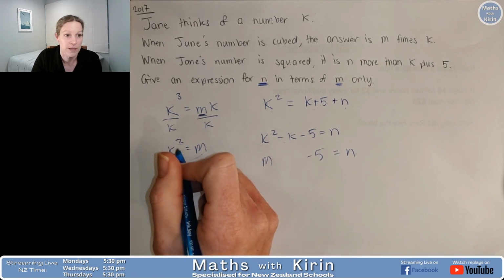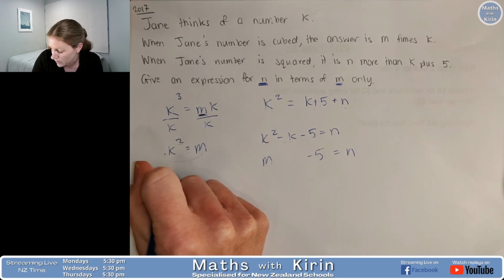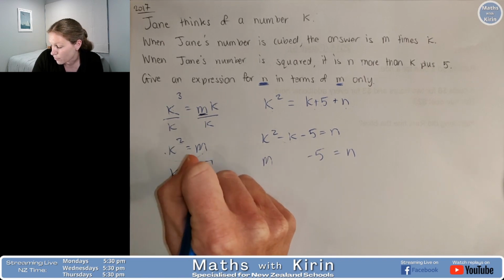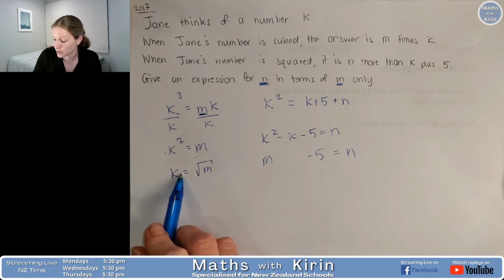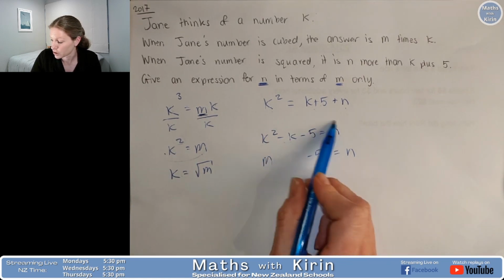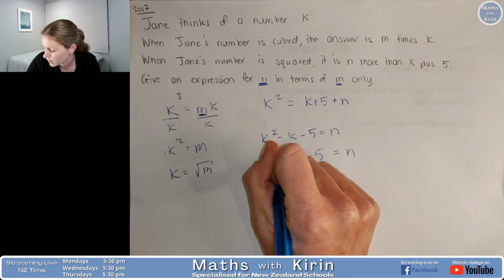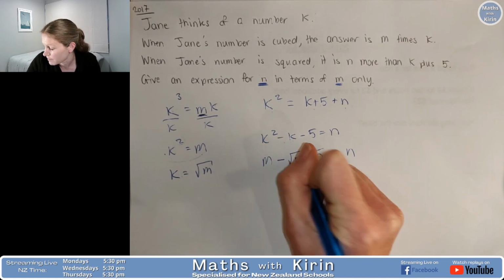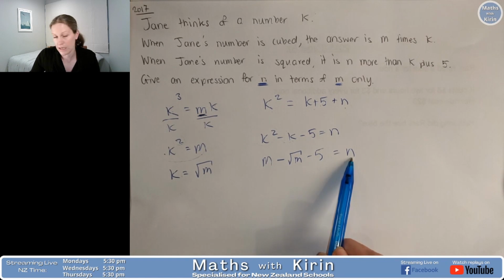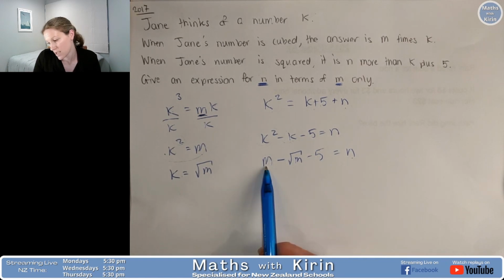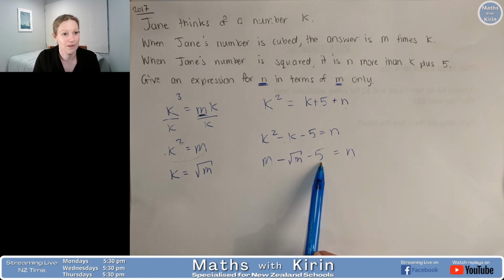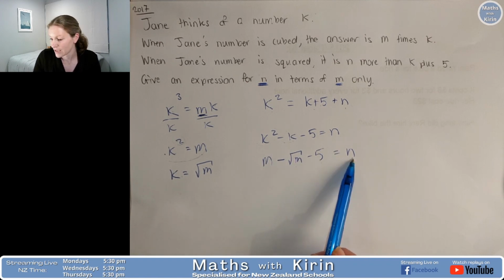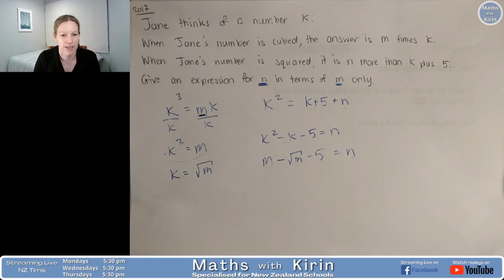Okay, and to do that, we would take the square root. So when we take the square root of k squared, we're left with k, and we would then have the square root of m. So if k is equal to the square root of m, then in this expression here, instead of minus k, we're going to write minus the square root of m. So n is the same as m minus the square root of m minus 5. Okay, and that's our expression for n in terms of m only, plus that constant, just to balance that out.